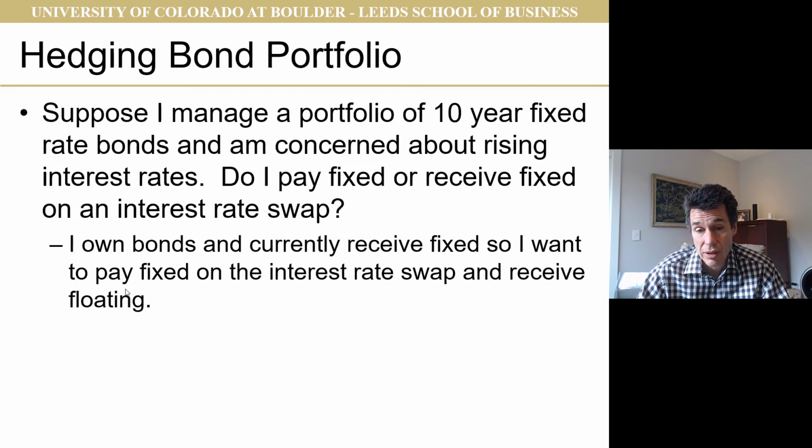and receive floating. Now if interest rates go up, my bond values fall, but effectively I own floating rate bonds, and floating rate bond values shouldn't fall if interest rates go up. All right, fixed rate bond values should fall if interest rates go up. Floating rate bond values should not fall if interest rates go up, which means that, yes, I lose money on the bonds because interest rates are higher, but I make it back on the interest rate swap.